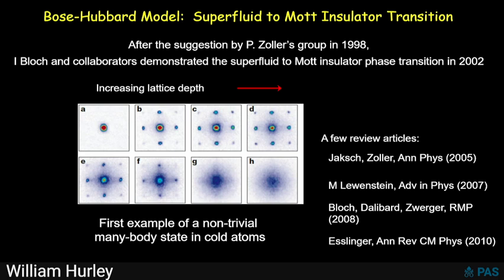It's a Mott insulator, which is interaction driven. The interactions are sufficiently repulsive that the atoms even themselves out. So if the average density is 1 per site, it'll be exactly 1 per site. And this is really, I think, the first example of a non-trivial many-body state in cold atoms. It was suggested that cold atoms would be an excellent platform to do this by Peter Zoller and his group a few years prior to the realization.